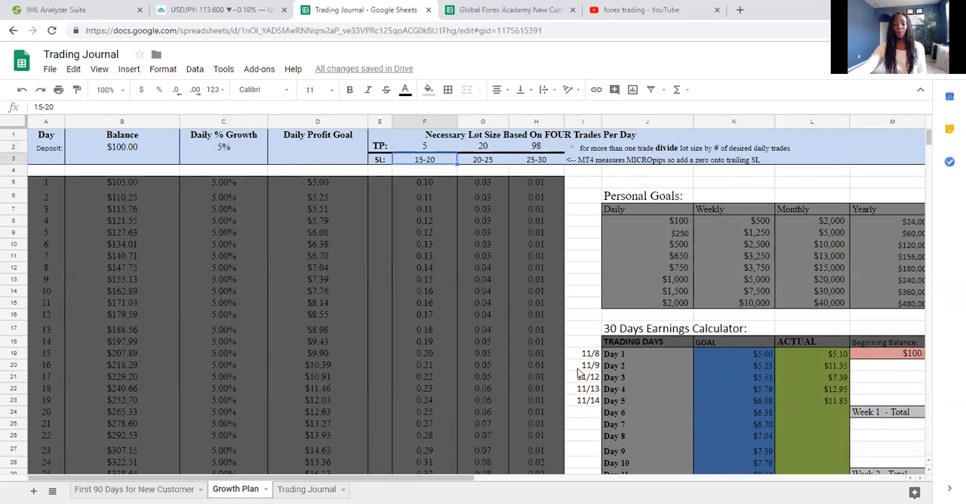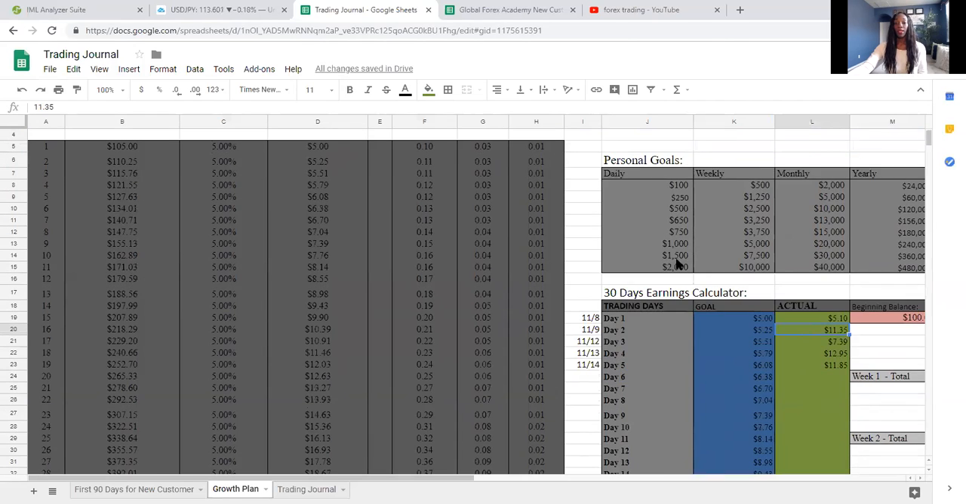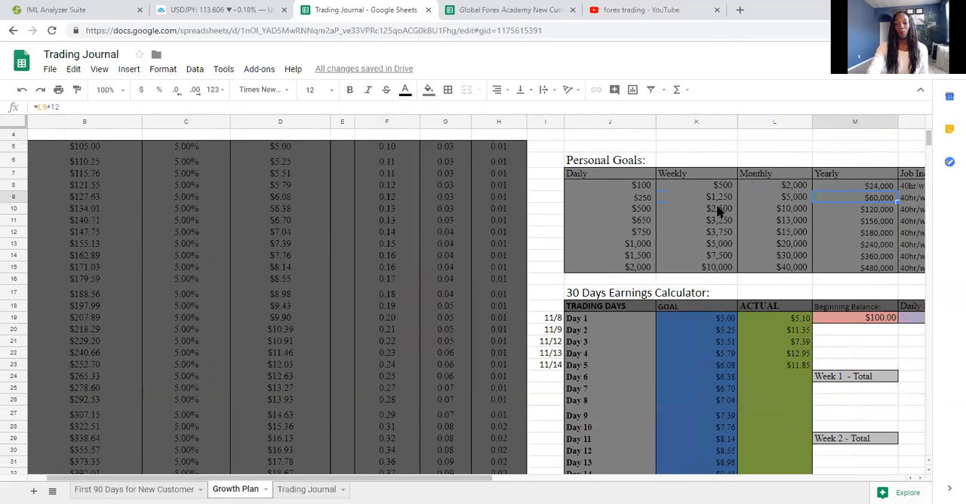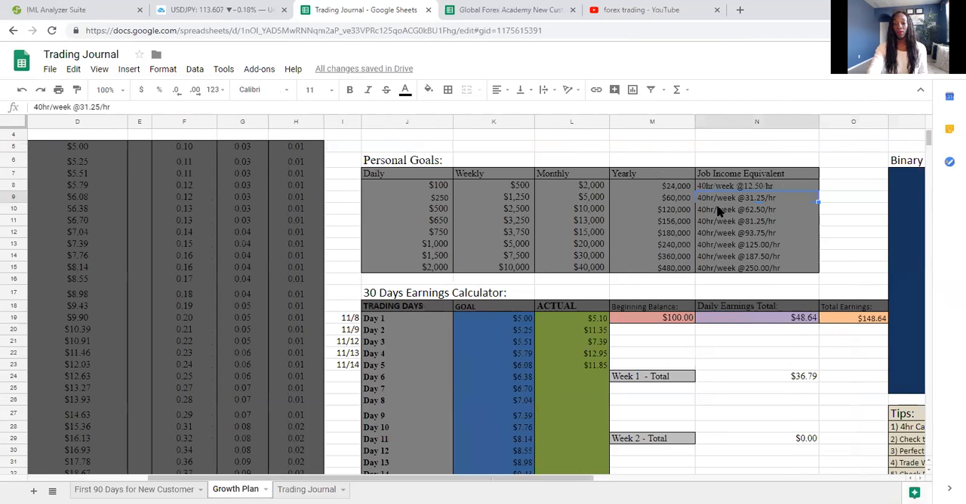So the first day, November 8th, my goal was $5 and my actual made was $5.10. My second day on the 9th was a $5.25 goal. I made $11.35. So over here, you'll see a graph that says personal goals, and this is just a graph to help you meet your personal goals, and it's equivalent to what you would make at a 40-hour-a-week job.